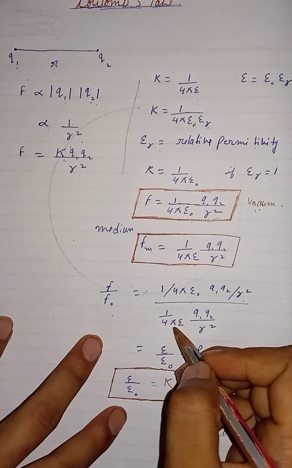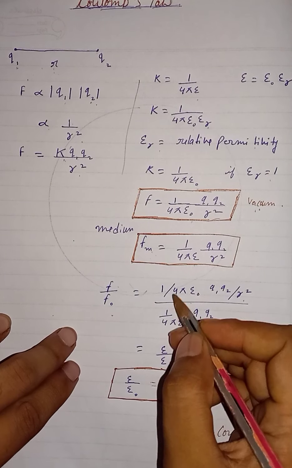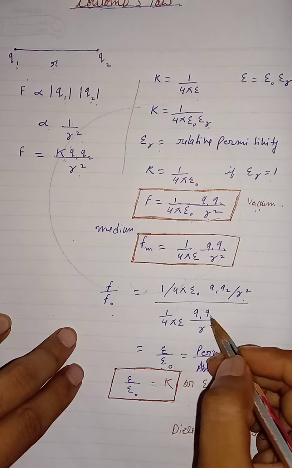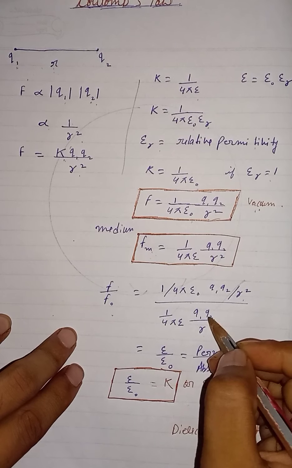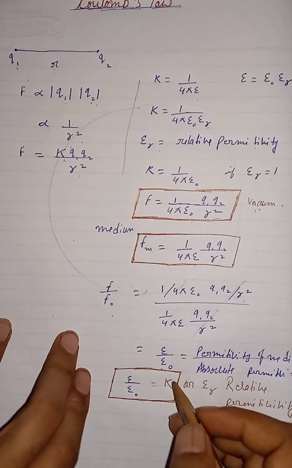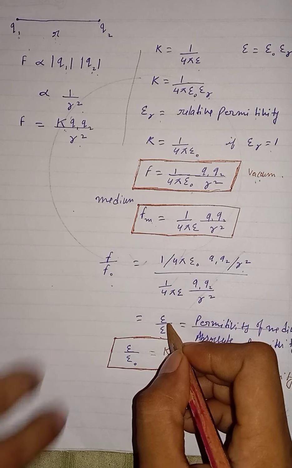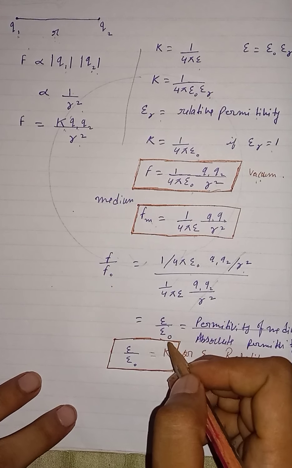Here the 1 over 4 pi cancels, and Q1 Q2 by R squared cancels. What is left is the value of epsilon by epsilon naught.